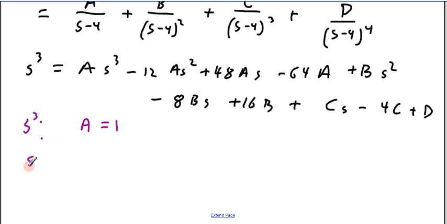Okay, I look at the s squared term. That's good because now I have 3 equations, 3 unknowns, so I ought to be able to solve this very easily. So a is 1. The s squared term, I'm going to have minus 12 because a is a 1, and then I'm going to have a b, and that's all I get, and that has to be 0, so that means that b is equal to 12, which means now I only have 2 equations, 2 unknowns.